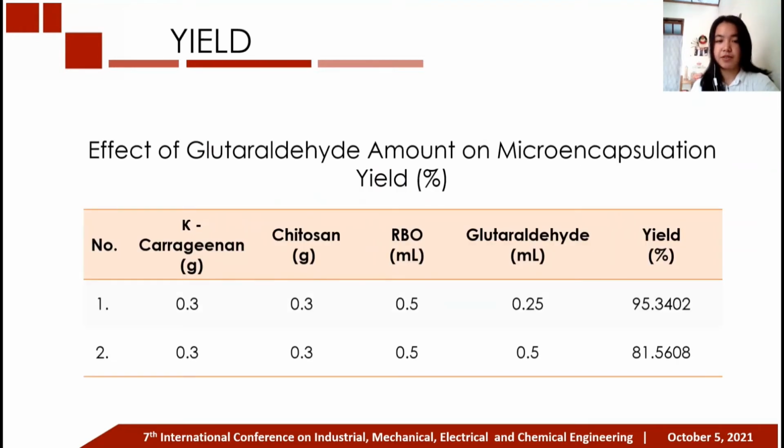In this research that we have done, we analyzed samples with different amounts of glutaraldehyde added in the microencapsulation process. The amount of glutaraldehyde added was 0.25 milliliters for the first sample and 0.5 milliliters for the second sample. By using the yield calculation formula on the previous slide, the yield value for sample 1 is 95.3402% and for sample 2 is 81.5608%.